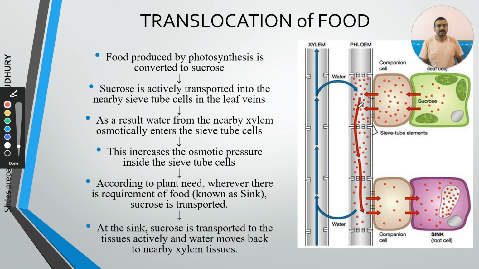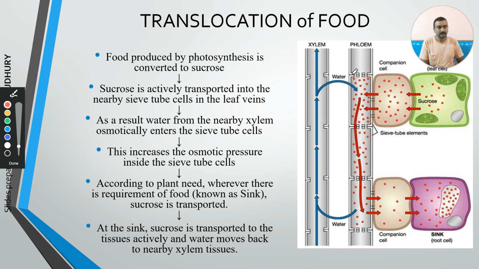When more and more sucrose is accumulated, then from the nearby xylem, water starts entering into this phloem due to the process of osmosis. As more and more water transfers, the water mixed with sucrose forms a high concentration, or we call it a high osmotic concentration, in that place where it is present. Okay, try to understand. Right now there is a high osmotic concentration in this area of the sieve tube cell.